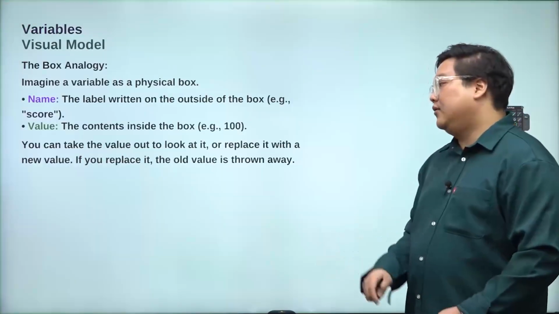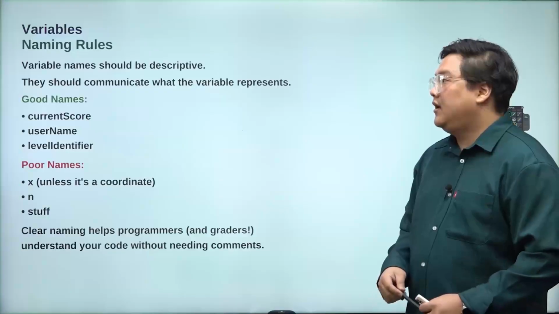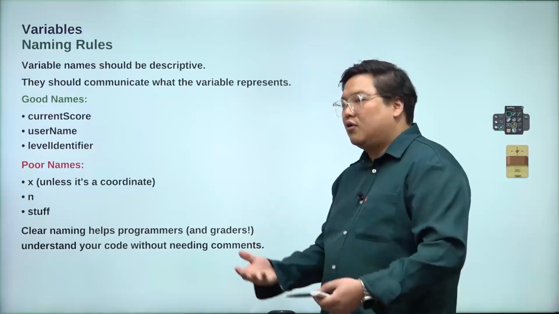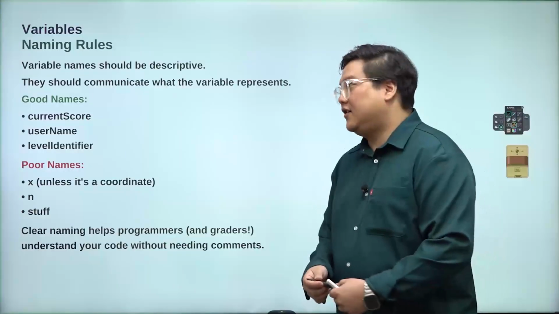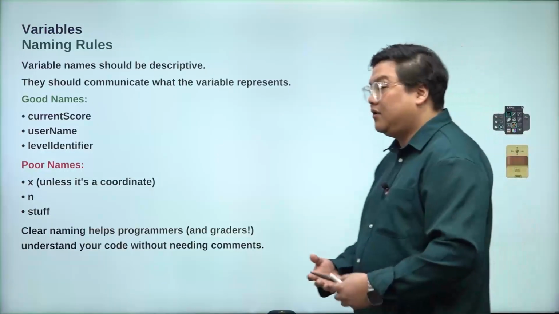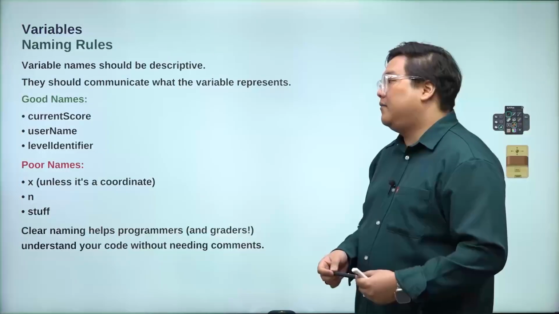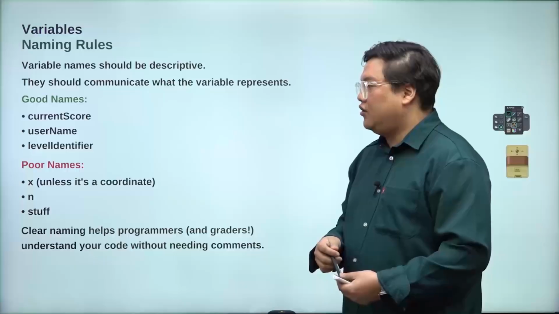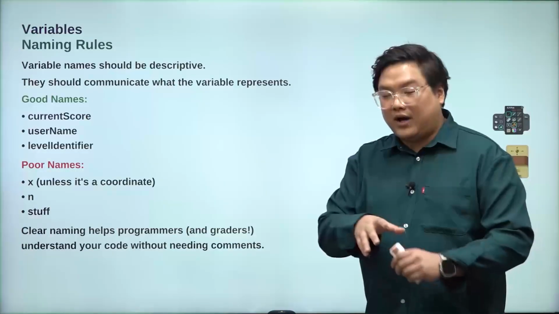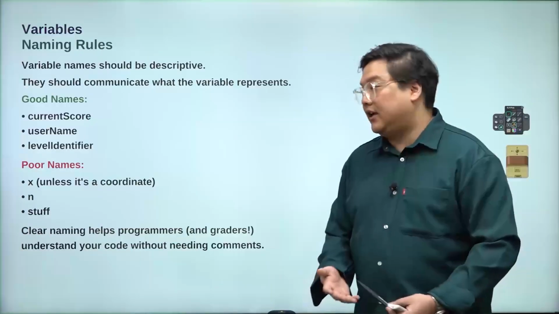If you replace it, the old value is simply thrown away and discarded from memory. The convention, the usual way, is to be as descriptive as possible about what the variable is going to be. Names should communicate what the variable represents, like current score, username, or level identifier. These clearly show what kind of value that variable container is going to be holding.